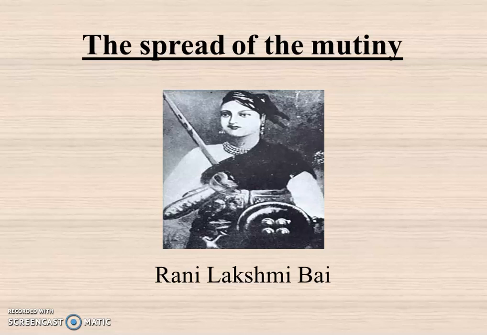Nana Sahib of Kanpur rose in revolt. Tantia Tope was his assistant. In Jhansi, Rani Lakshmi Bai provided leadership to the revolt. Tantia Tope came to the support of Rani Lakshmi Bai after the fall of Kanpur to the British. Later, the protest spread to Lucknow, but finally Lucknow fell to the British.